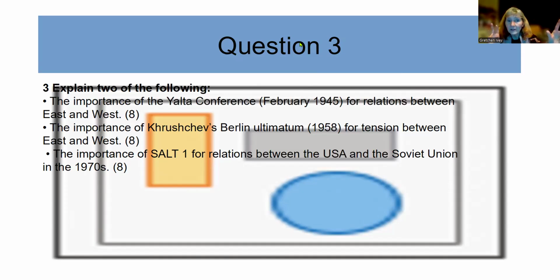So it doesn't just say explain the Yalta Conference. It's very specific in terms of East-West relations. Or the importance of Khrushchev's Berlin ultimatum in 1958 for tension between East and West. Or the importance of SALT I for relations between the USA and the Soviet Union in the 1970s. Okay, so these are not that difficult.